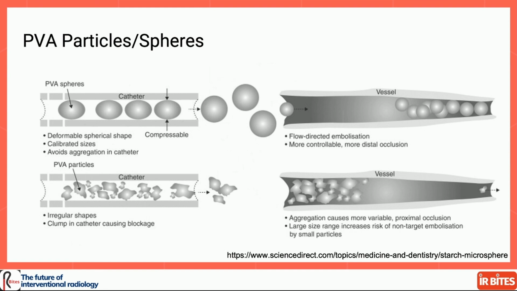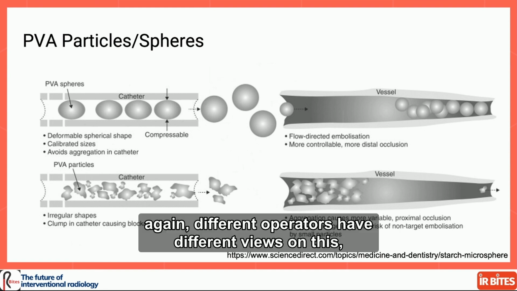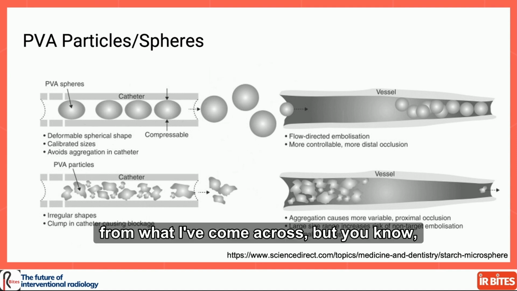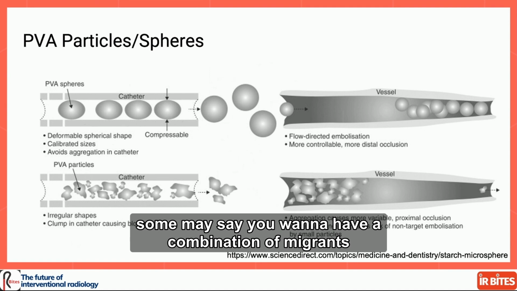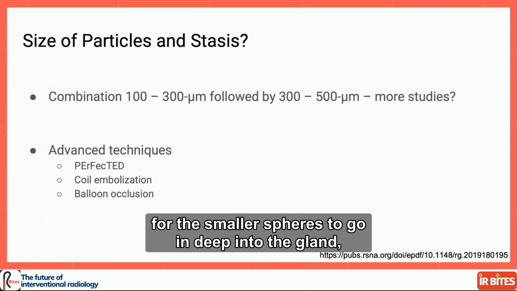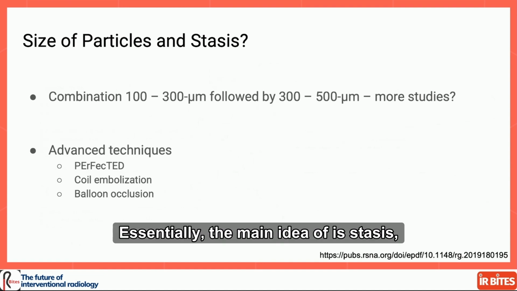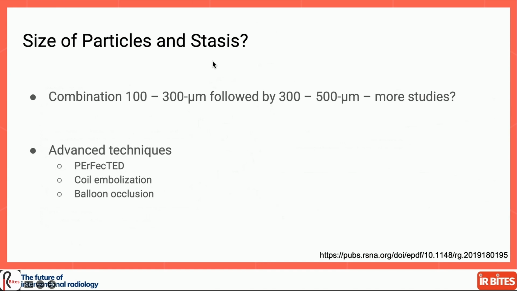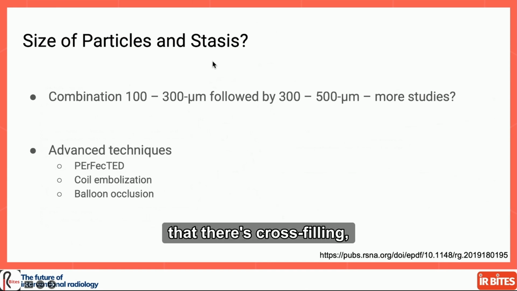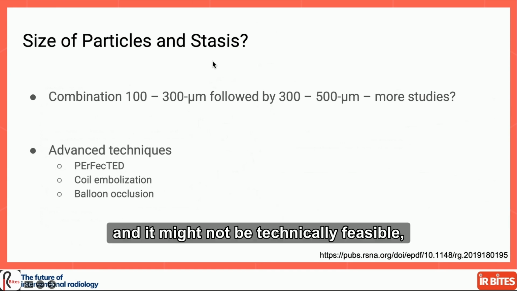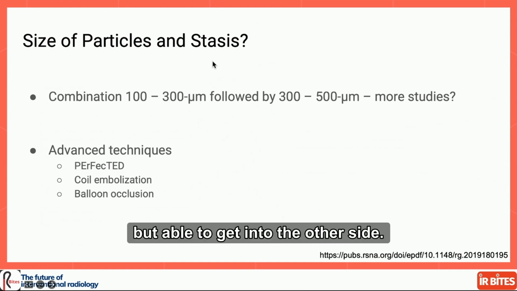With regards to size, again, different operators have different views on this. From what I've come across, some may say you want to have a combination of microns for the smaller spheres to go in deep into the gland, and then also the larger ones for other parts of the vessel. Essentially, the main idea is stasis. You want to get it bilaterally. You may find that from one side there's cross-filling and you cover the majority of the prostate, and it might not be technically feasible to get into the other side.